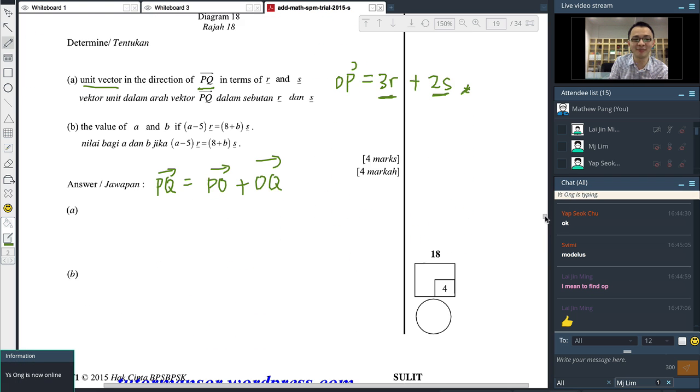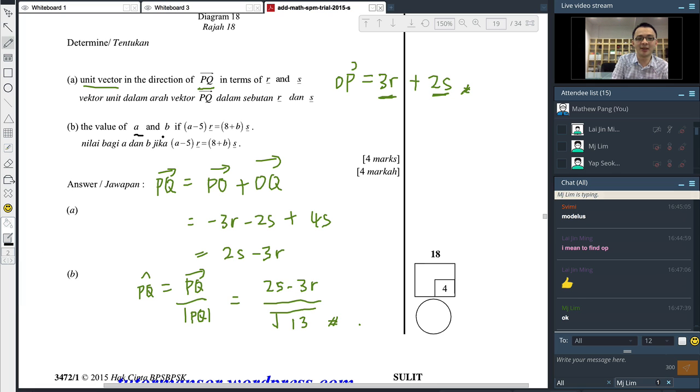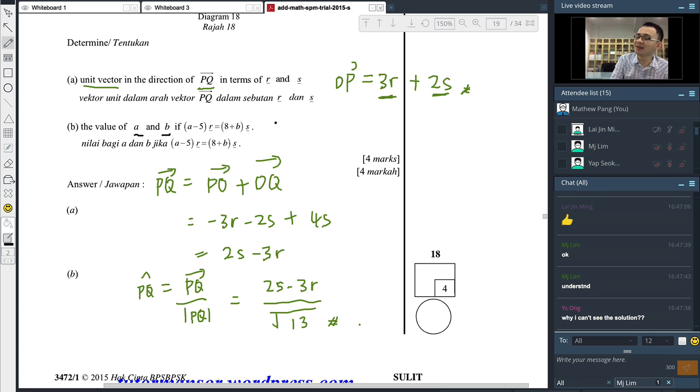Okay, so let me move on to B. B is something very, very easy. Find the value A and B. In order to find the value A and B, if this one is equal to this one, I think they are non-zero vectors.